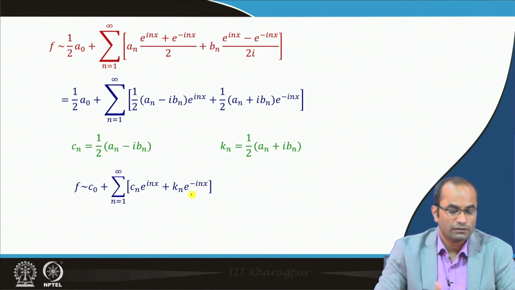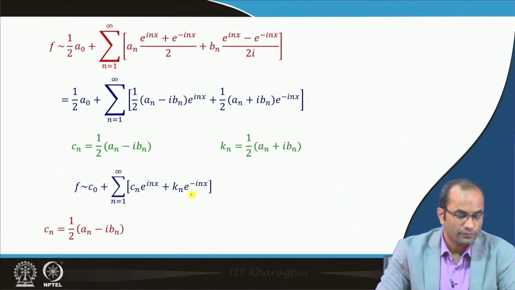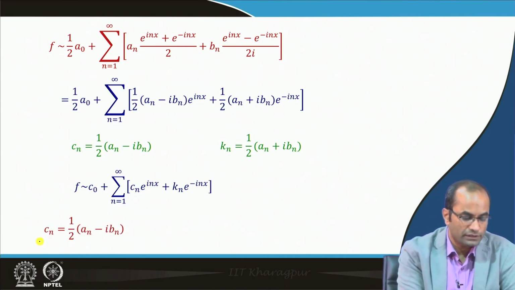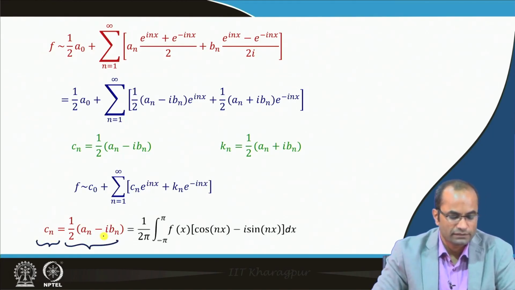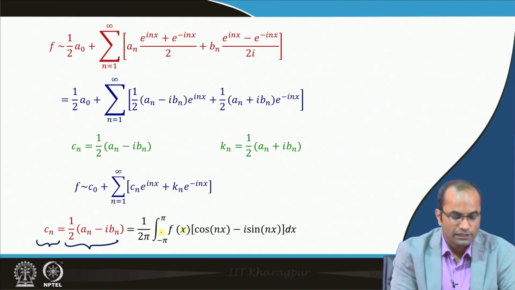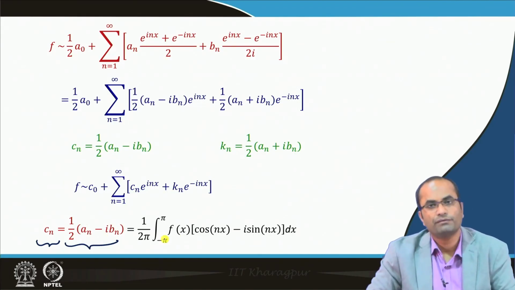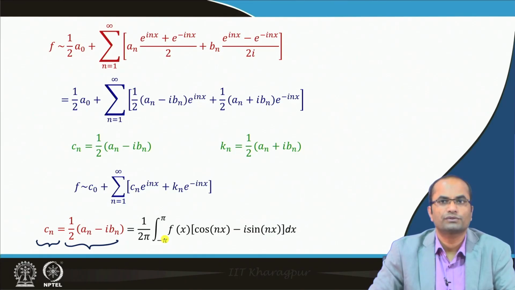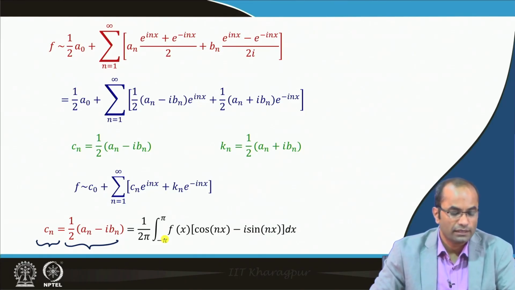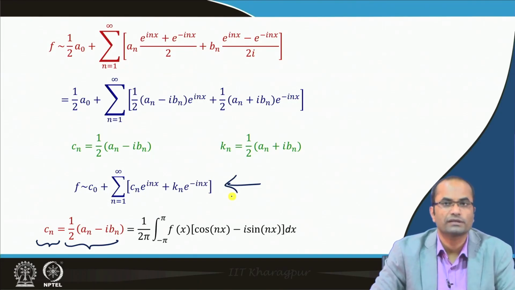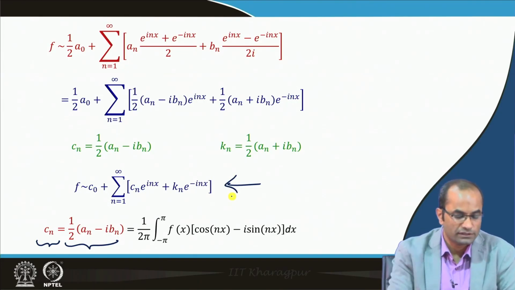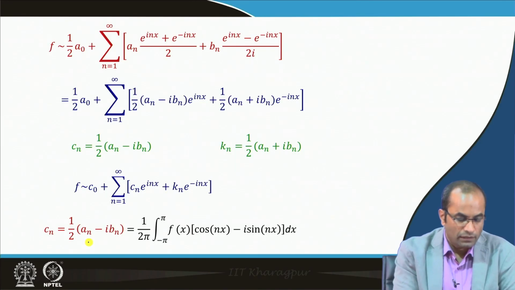So, that is the complex form of the Fourier series, with coefficients c n equal to half of a n minus i b n. We will further simplify the final expression for c n, and then more simplifications will take place for this form of Fourier series. So, we have c n as half of a n minus i b n, and we know a n and we know b n.